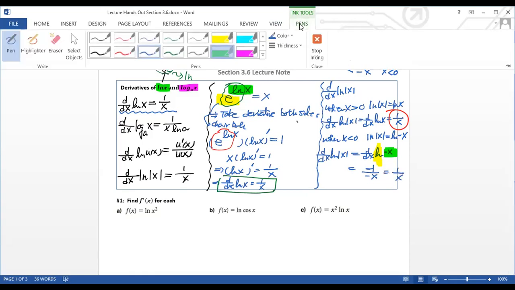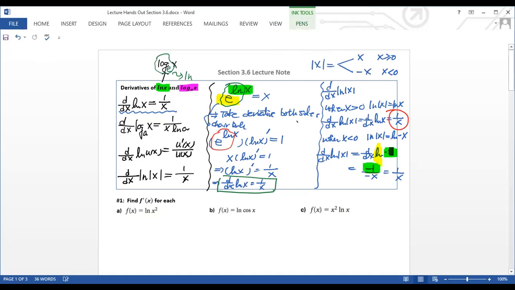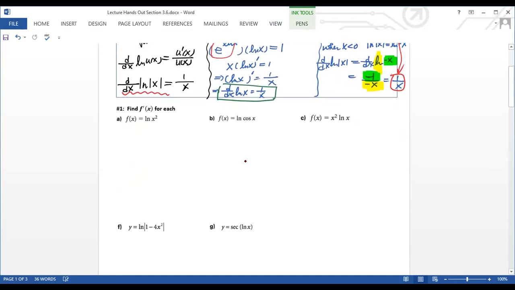Let me color code a little bit. This is the derivative of the second layer, the green one, and this is the first layer for the natural log. So as you can see here, when you take the derivative of the absolute value, you get the same answer, right? So that's why when I take the derivative of the natural log absolute value of x, it will just be 1 over x here. Cool?